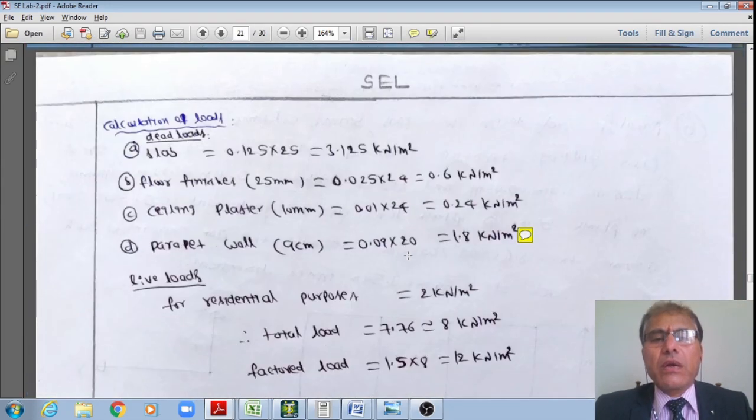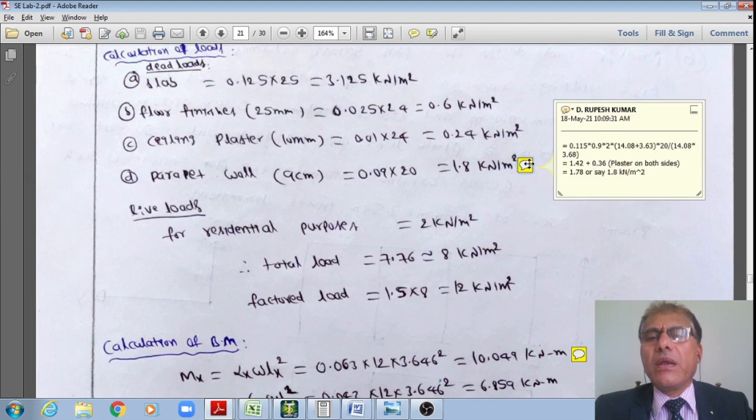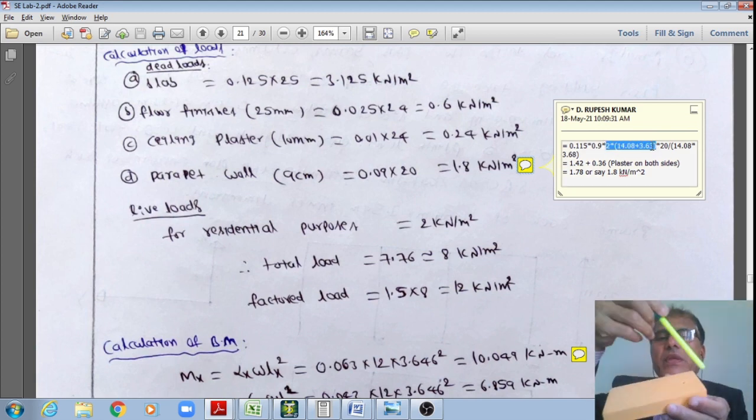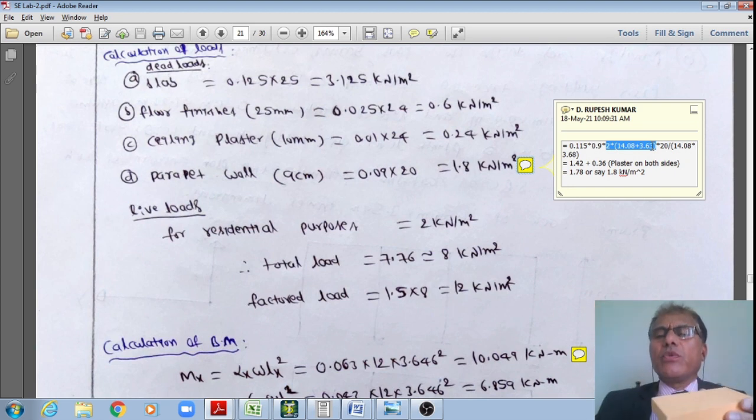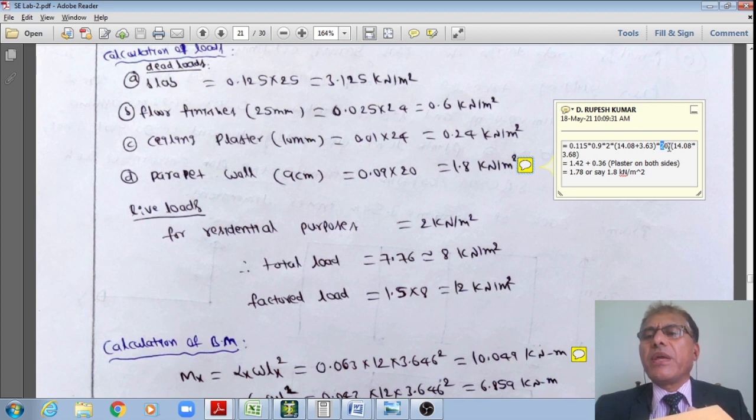Therefore, I take the total length, which is nothing but length plus breadth multiplied by 2. Therefore, I'll get the total peripheral length of the brick wall. And assuming the density of the brickwork as 20 kN per meter cube, I am assuming that it is spread over an area of 14.08 multiplied by 3.68, the outer total dimension. Therefore, it now works out to 1.42 kN per meter square, student, right?